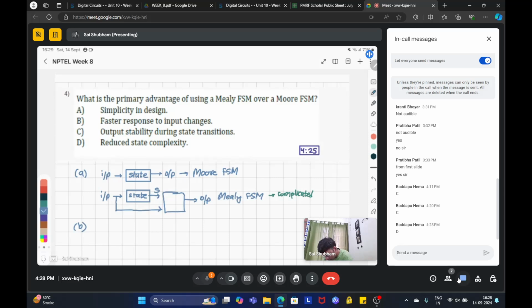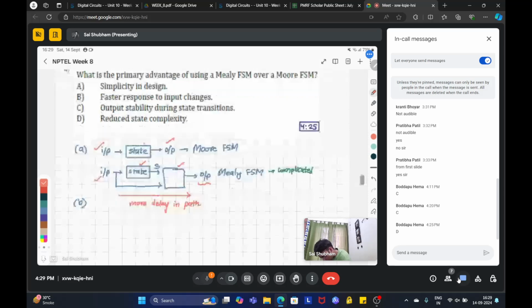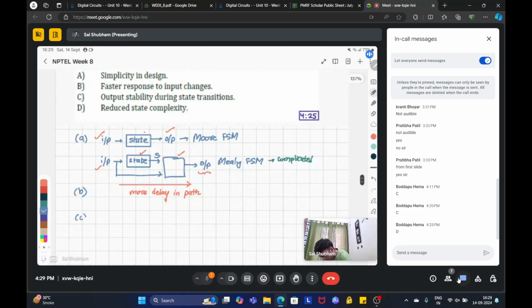Second is faster response to input changes. So in this case, you can see that the input updates the state and then the state updates the output. Here also the input updates the state. State also goes to a combinational block that goes to the output. So that is also not correct because it has more delay in the path. C option says output stability during state transitions.